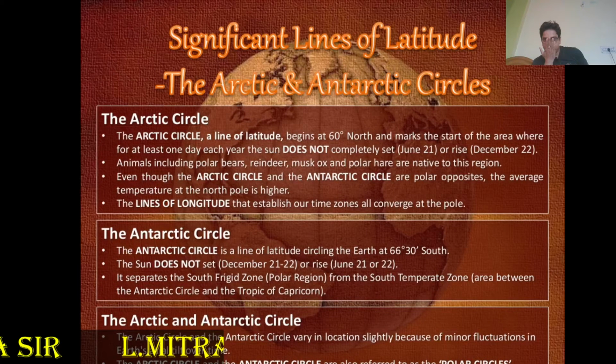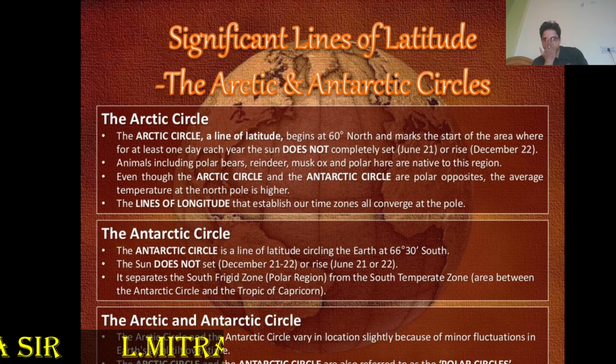And the Arctic Circle and Antarctic Circle are polar opposites. The Antarctic Circle is a line of latitude at 66.5 degree south. This is called the line of latitude. Another thing you can see, the sun never sets over there. It is always on the horizon. This line separates the frigid zone, which means the region beyond 66.5 degree in the south is the frigid zone.